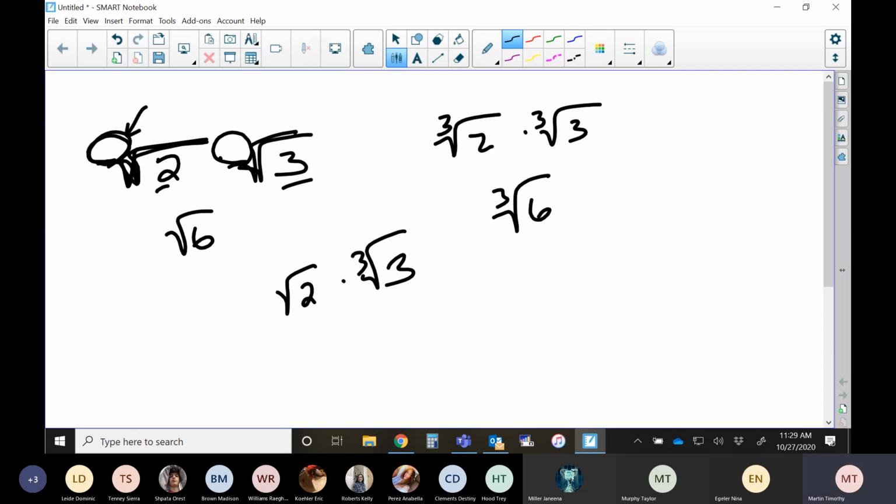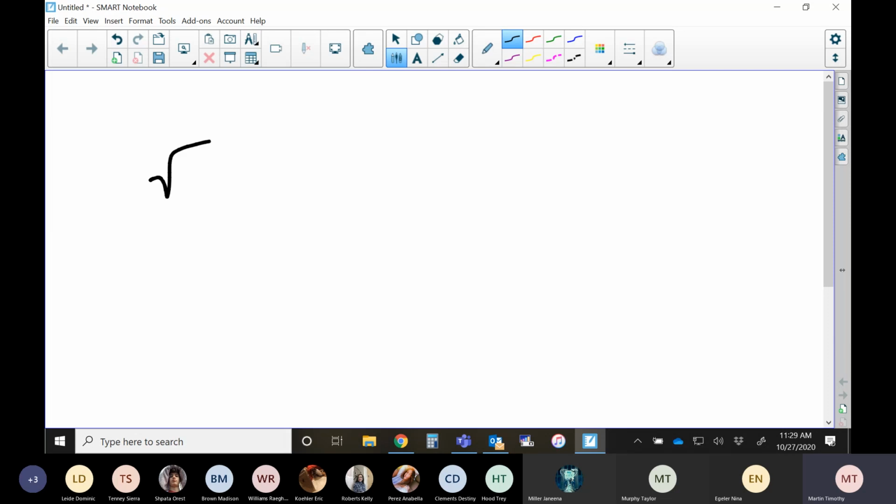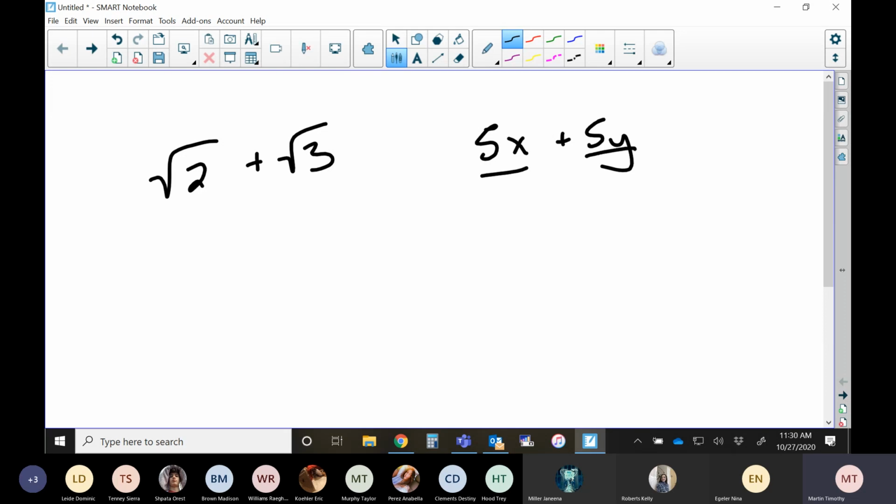And then the thing that sucks about math, if I'm being honest with you, is what does the square root of 2 plus the square root of 3 become? Square root of 5. It doesn't. Actually, this is more like if I had 5x plus 5y. Whenever you do addition, in order for you to add things together, they have to be the same. So like, you know that 5x plus 5y can't combine because they're not like terms.